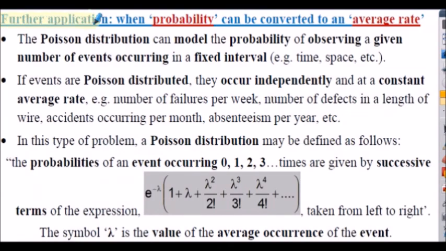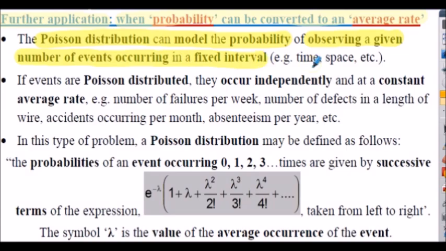Let's now consider a further application of the Poisson distribution. This is a situation when the probability can be converted into an average rate. So the Poisson distribution can model the probability of observing a given number of events occurring in a fixed interval. The interval might be time, space, etc. related. If the events are Poisson distributed, they occur independently and at a constant average rate.